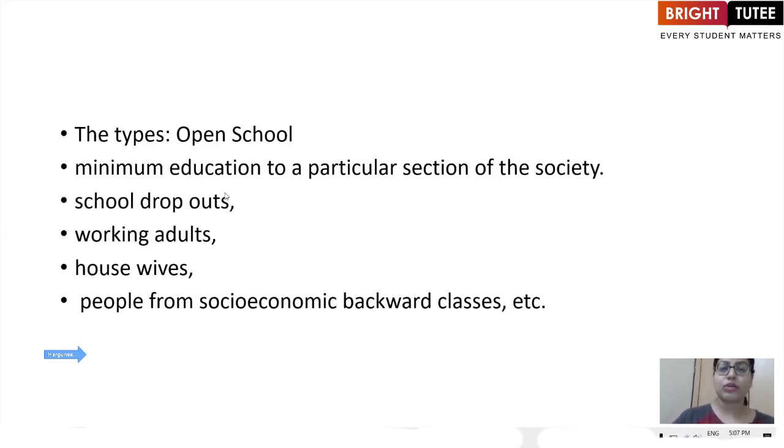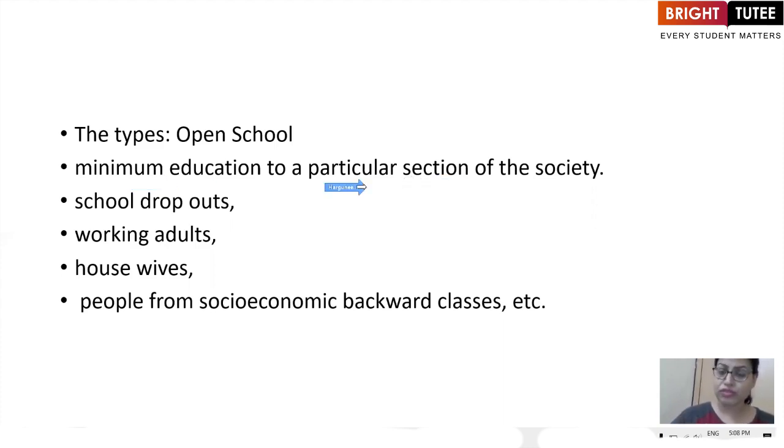Now, let's take a look at the different types of non-formal agencies of education. So first one is open school. Like you might have heard about NIOS, you might have heard about IGNOU. These are open schools. So IGNOU is actually an open university. Open schools provide minimum education to a particular section of the society. So its main aim is to provide minimum education. Major aim that at least people should be literate enough. Minimum education should be provided to a particular section of the society.